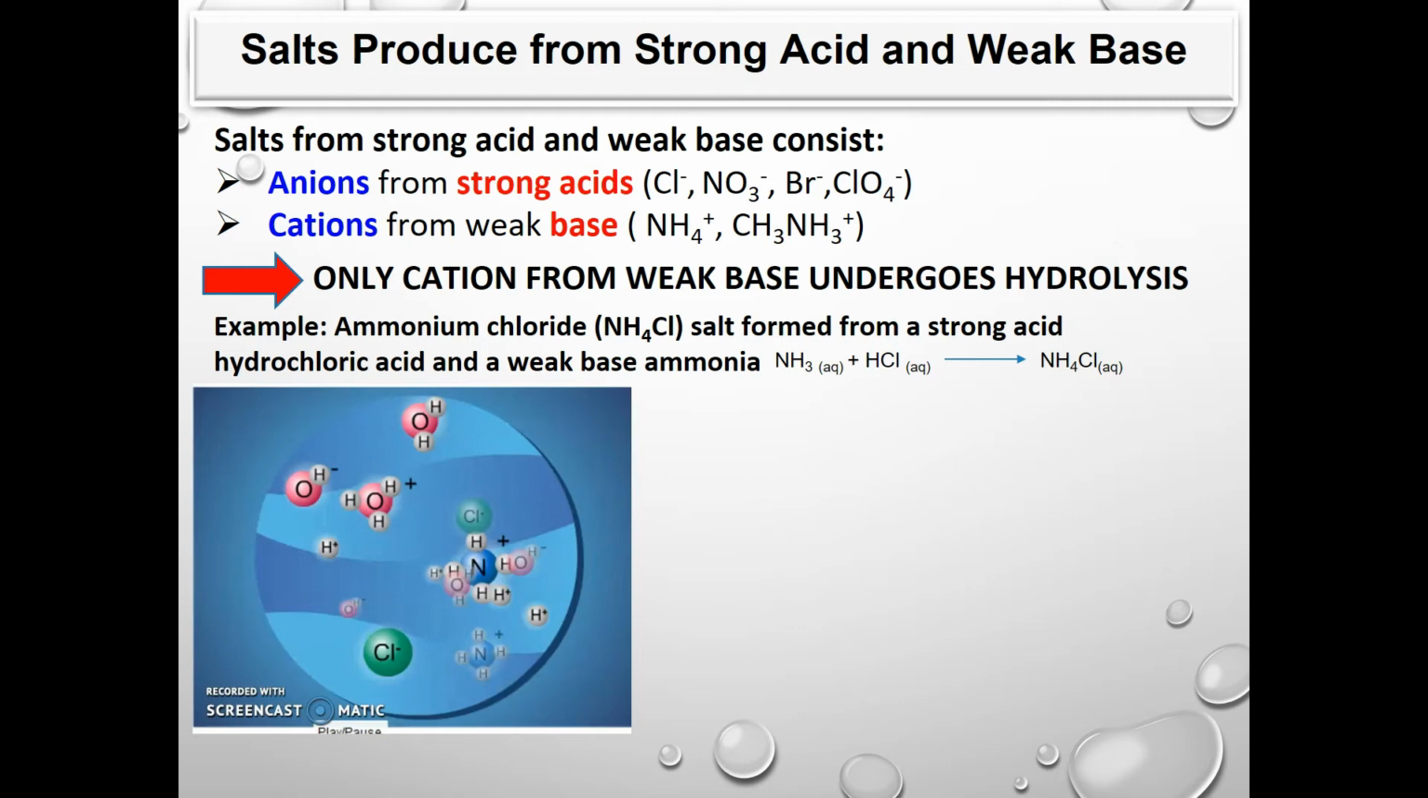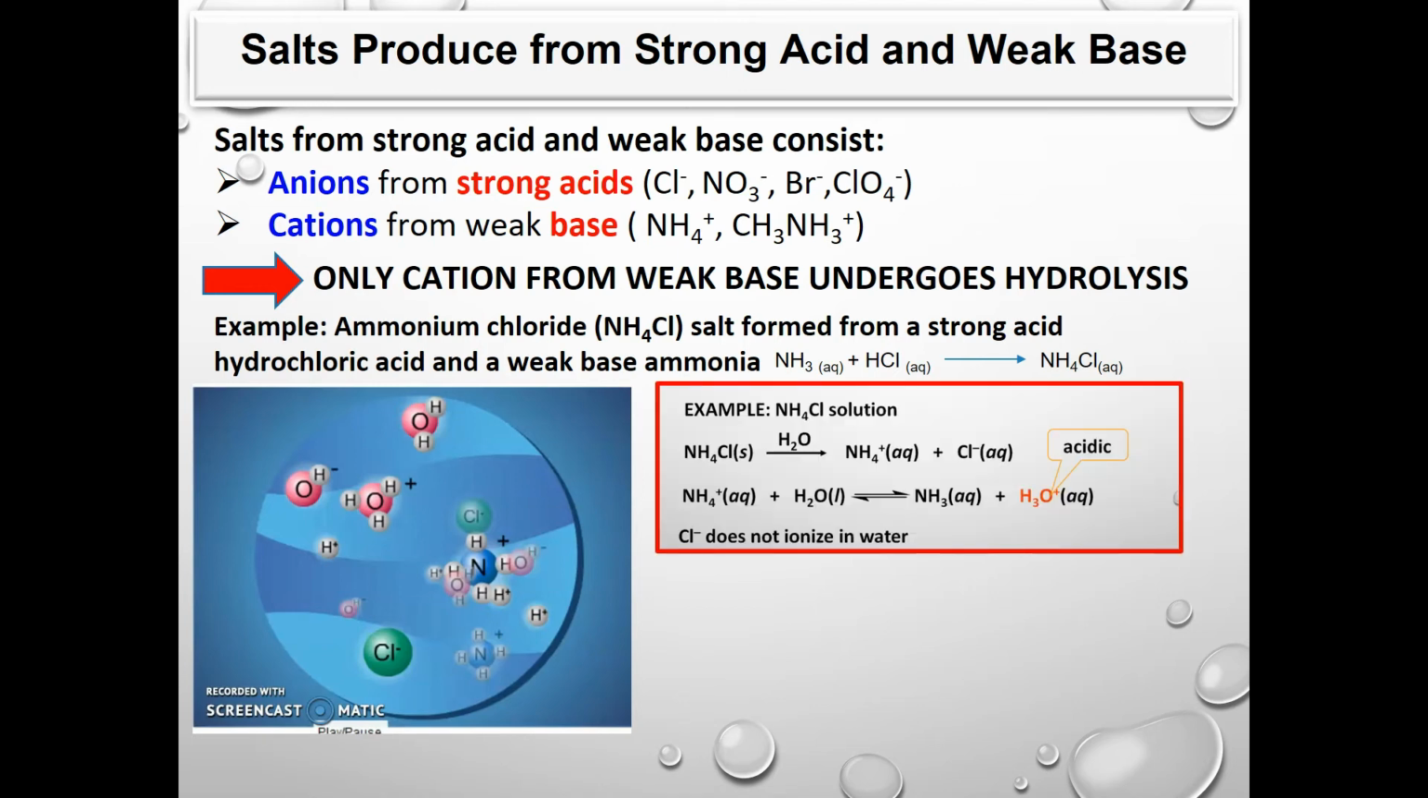When added to water, the salt ammonium chloride undergoes complete dissociation into ammonium cations NH4+ and chloride anions Cl-. The ammonium cation from the weak base ammonia behaves as a weak acid in an aqueous solution, donating protons in reaction with water. Thus, the concentration of hydronium ions H3O+ increases, which makes the solution acidic.